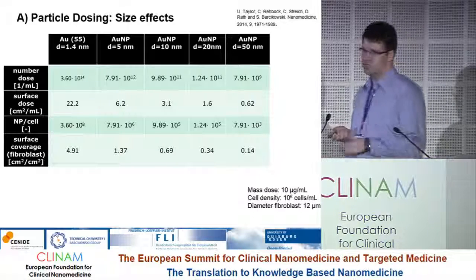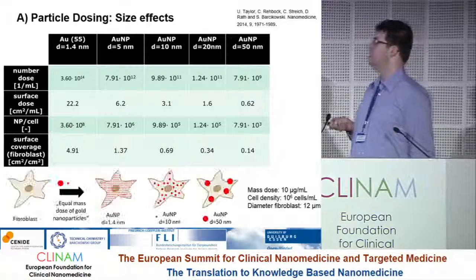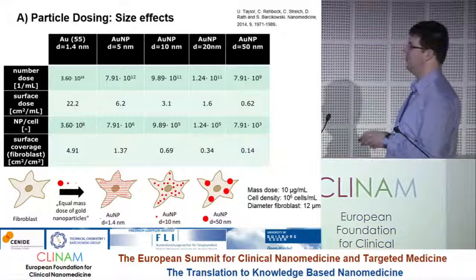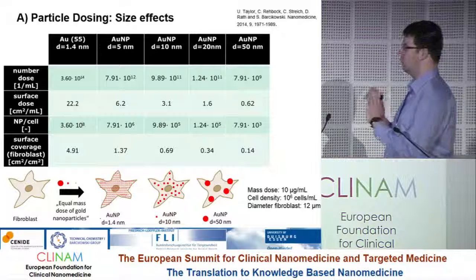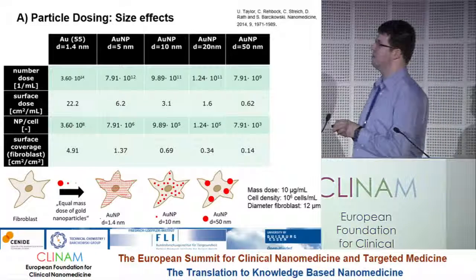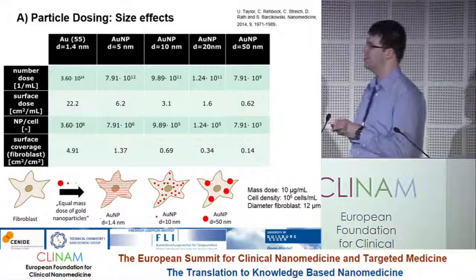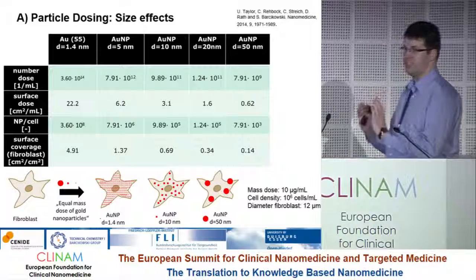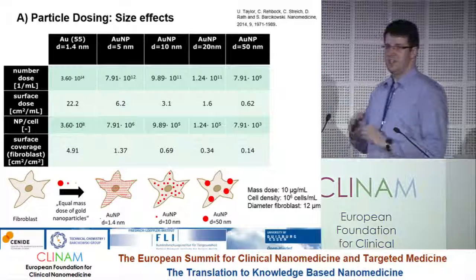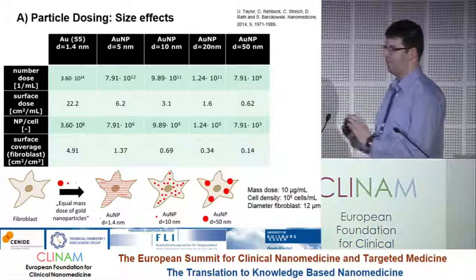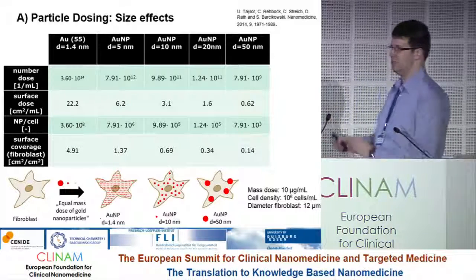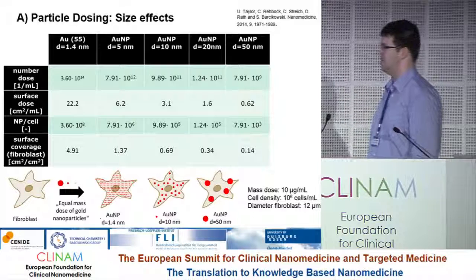This can be best illustrated when we take a look at the surface coverage, which is shown in this last line. For example, with our 50 nanometer particles, about 14% of our cell surface is covered by the particles. However, when we go to the smaller particles, the 1.4 nanometers, we go to 500%. This means small particles cover the surface of our cell by a factor of 5, so five times more surface area. This can be dramatic, as the complete cell will be completely covered by these particles.